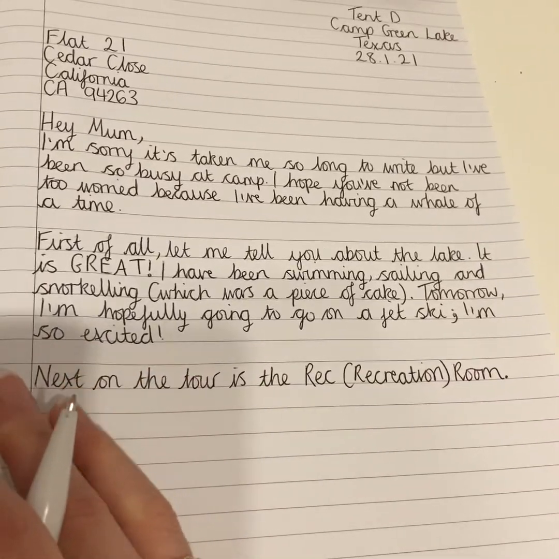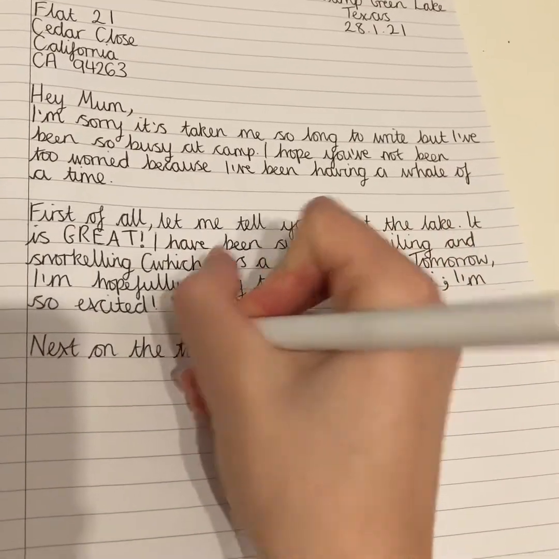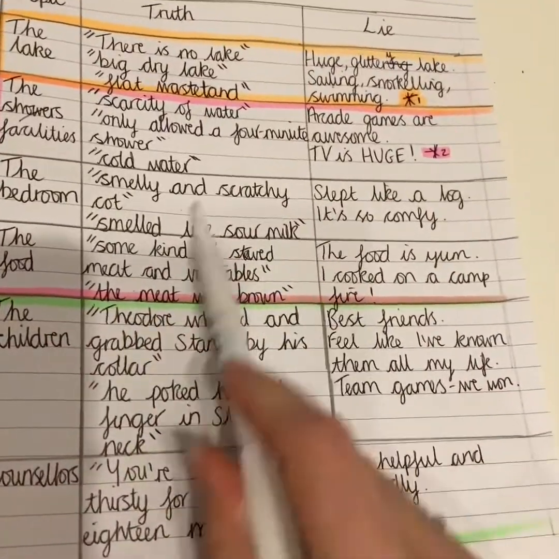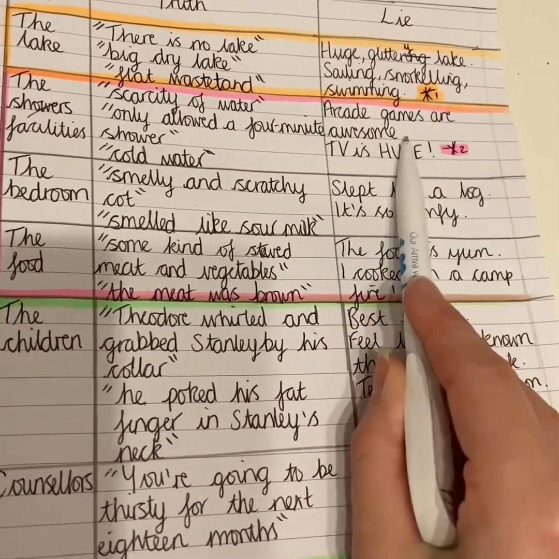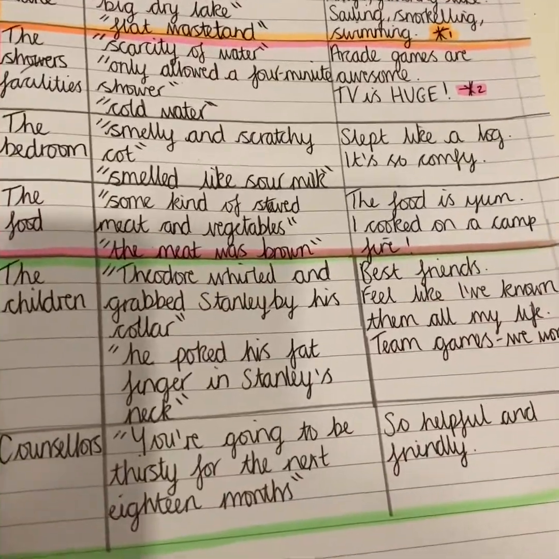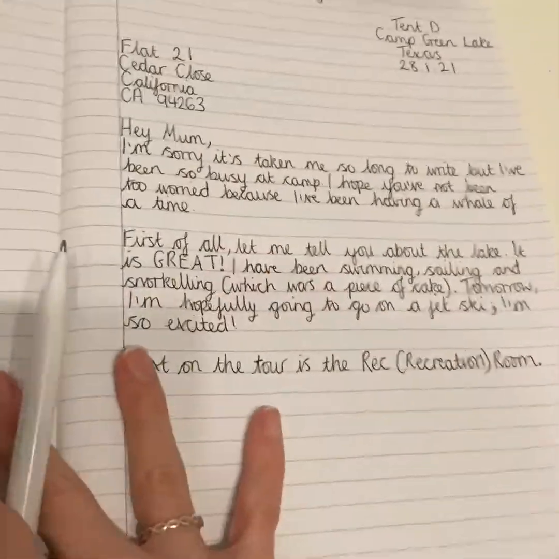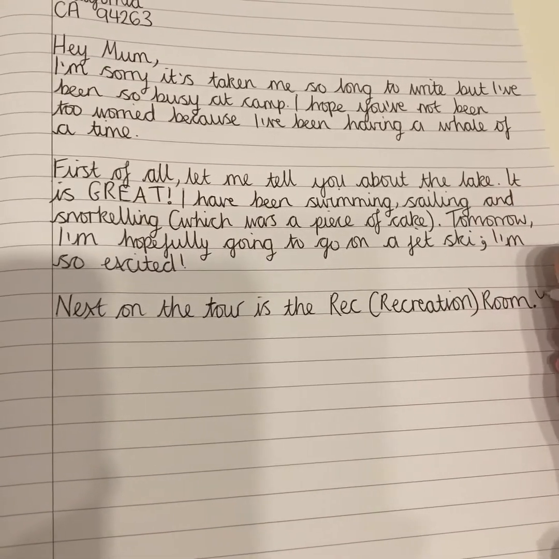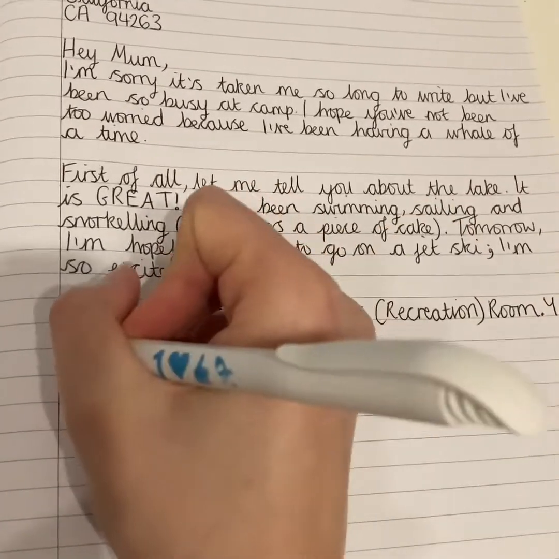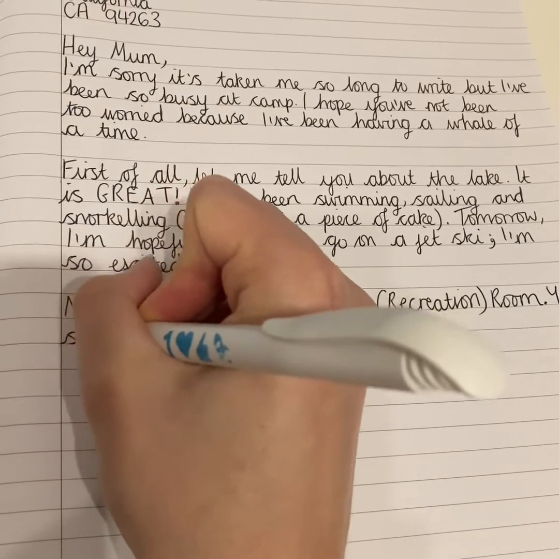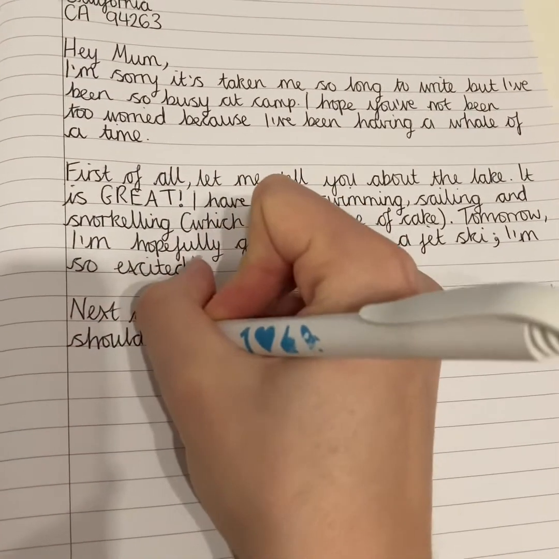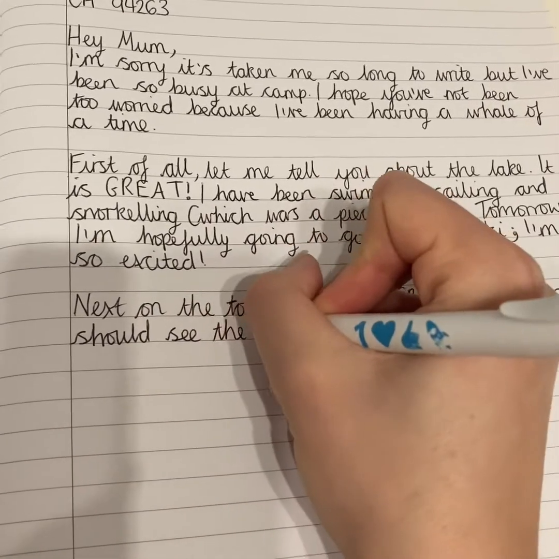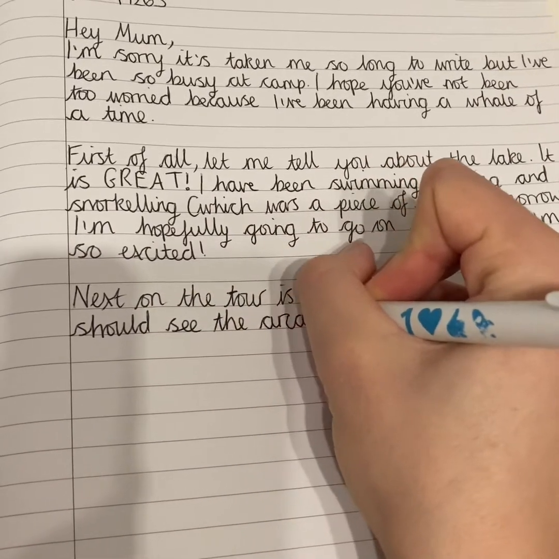So now I'm going to go back to my plan and see what I said about the rec room. So I said that the arcade games were awesome. Oh, and that's where I've got my idiom. So, next on the tour is the rec room. I'm going to say you should see it. So it's like I'm talking directly to the reader. I'm going to put you should see the arcade games.